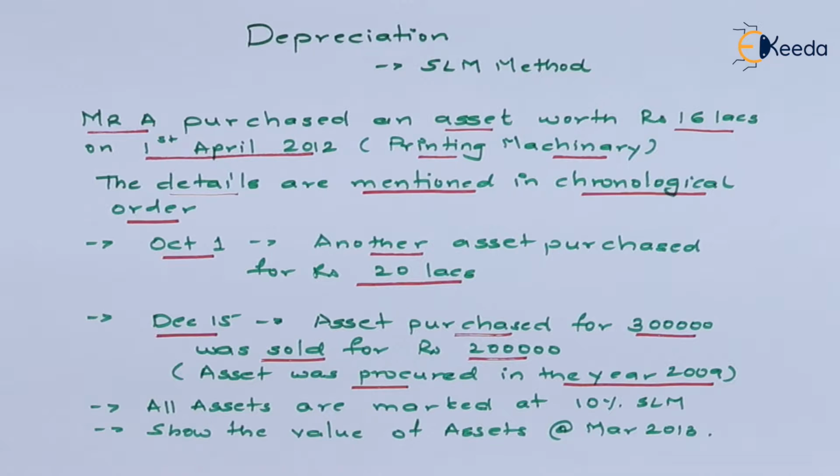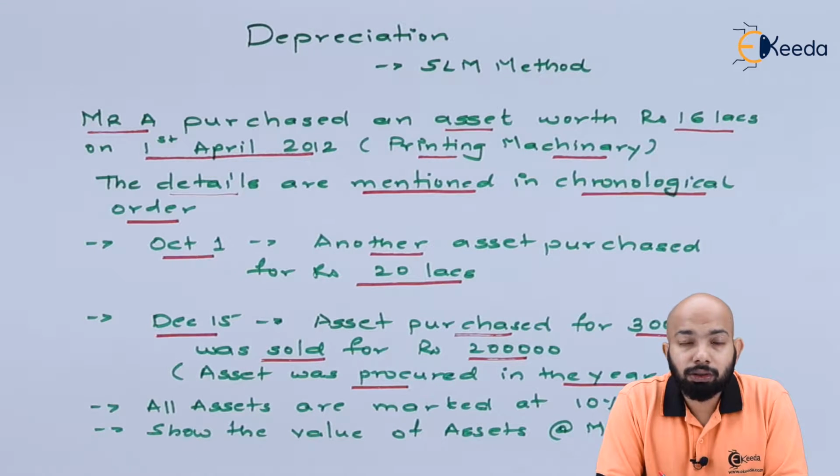On December 15th, he sold the asset which was purchased for rupees 3 lakh, and the selling price has been mentioned as 2 lakh rupees. So there is an asset that was purchased for rupees 3 lakh and sold for rupees 2 lakhs. There is additional information that the asset was purchased in the year 2009.